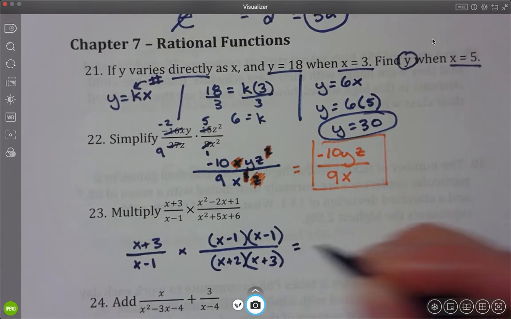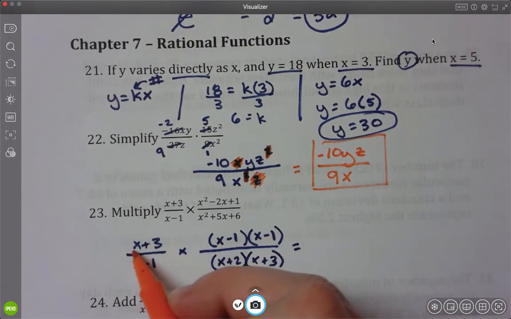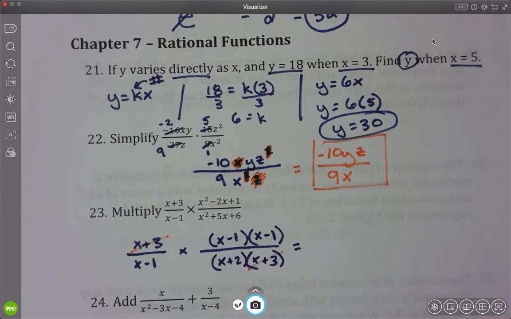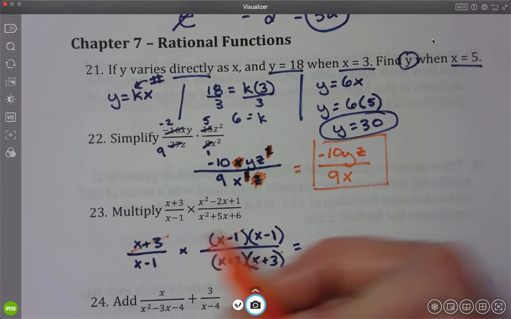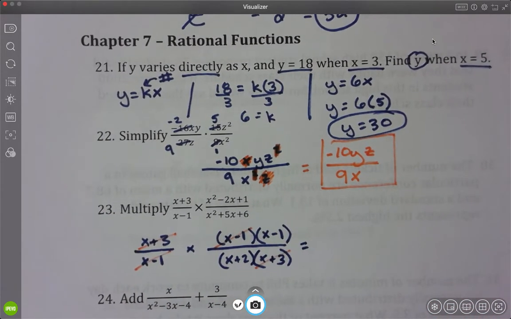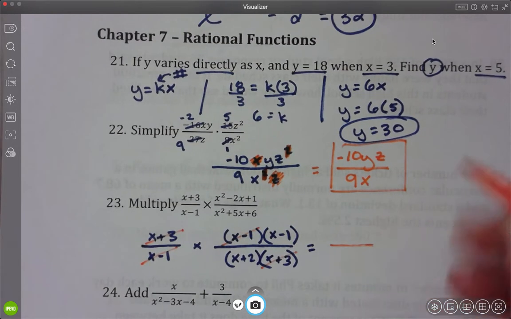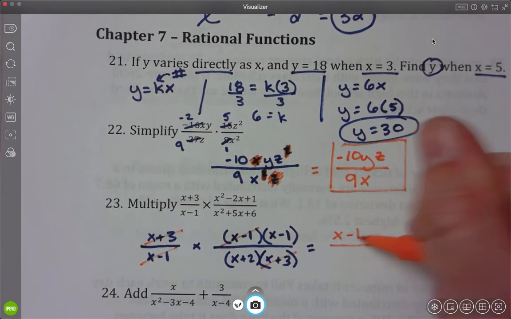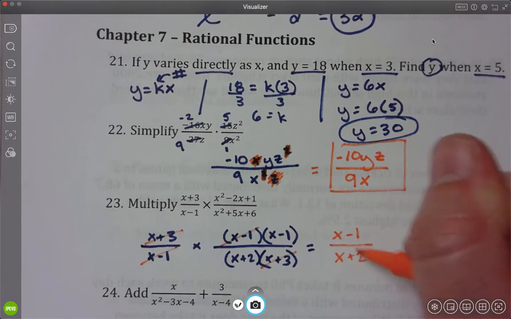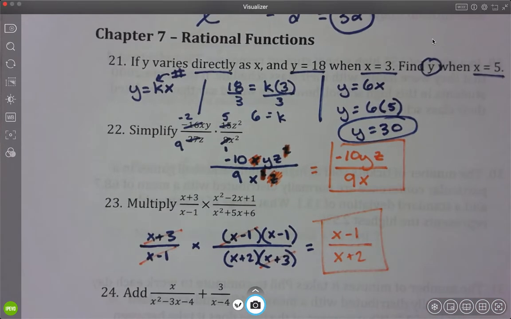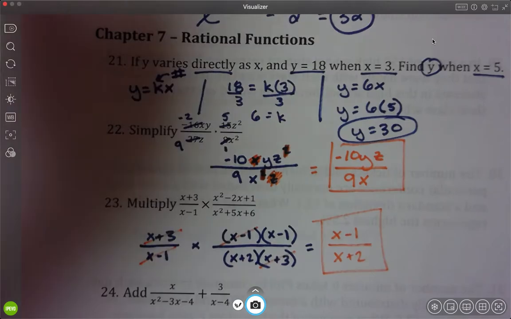And now I go through and I cancel out things. So I see an x plus 3 here and an x plus 3 here. I see an x minus 1 here and an x minus 1 here. And that's all that I can cancel. So on the top I have left over x minus 1. On the bottom I have x plus 2. And that is going to be my final answer. All right, that is when we are multiplying.